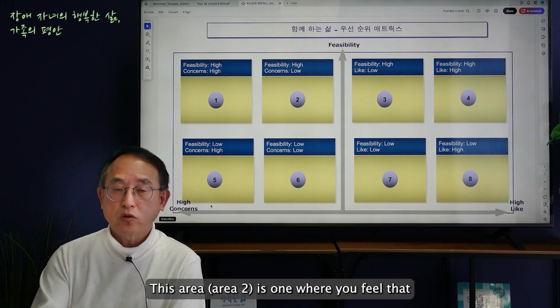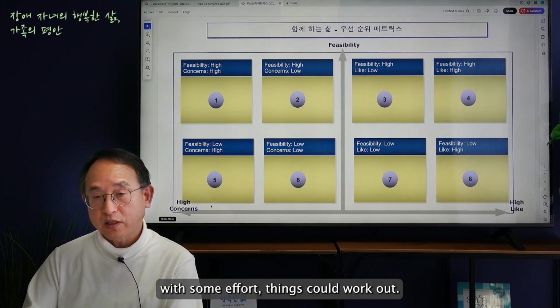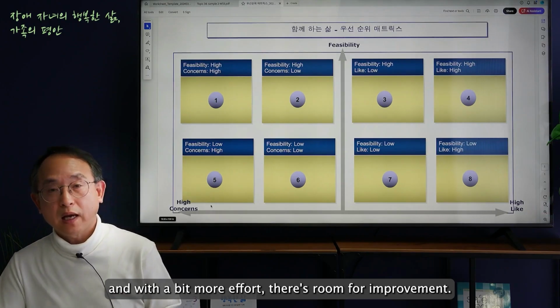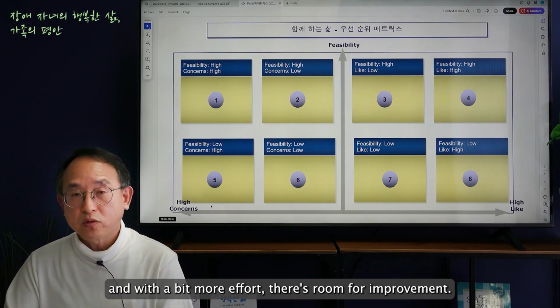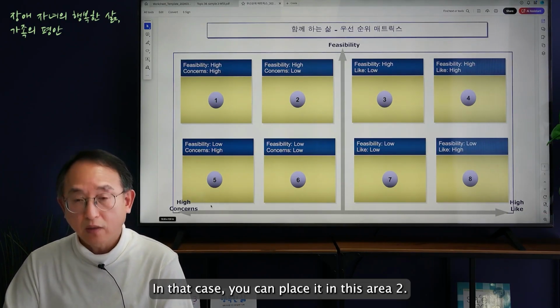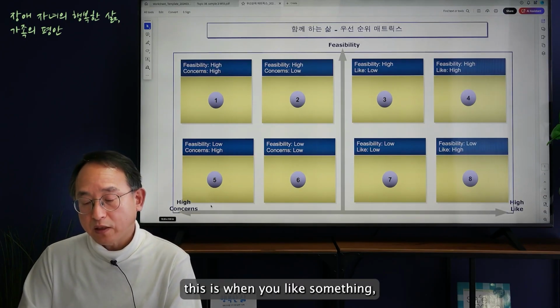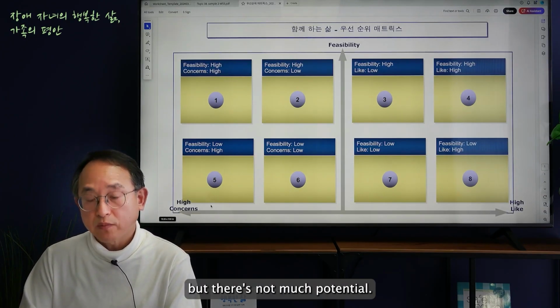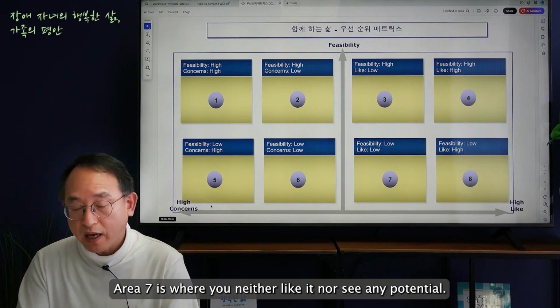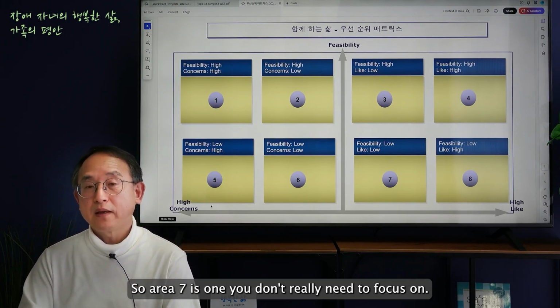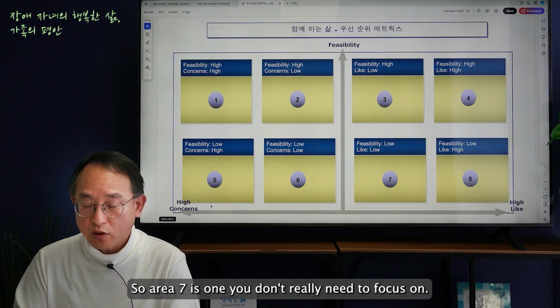This area is one where you feel that with some effort, things could work out. There may be some concerns, but they're not too serious, and with a bit more effort, there's room for improvement. In that case, you can place it in this area. Now moving on to area 8, this is when you like something, but there's not much potential. Area 7 is where you neither like it nor see any potential. So, area 7 is one you don't really need to focus on.